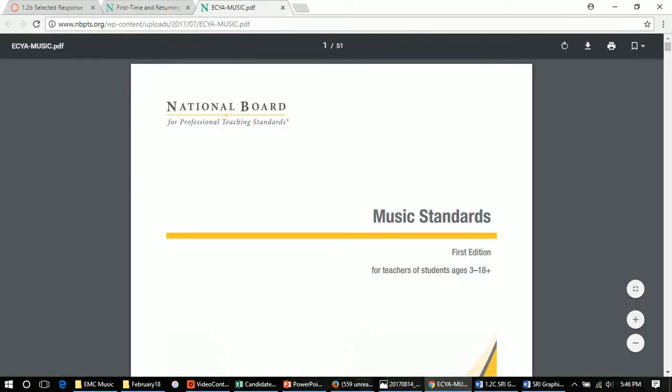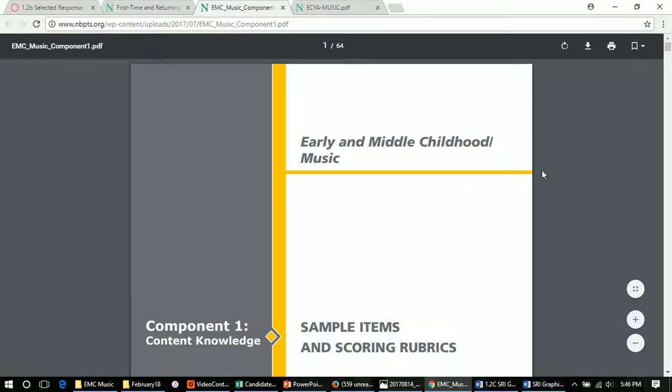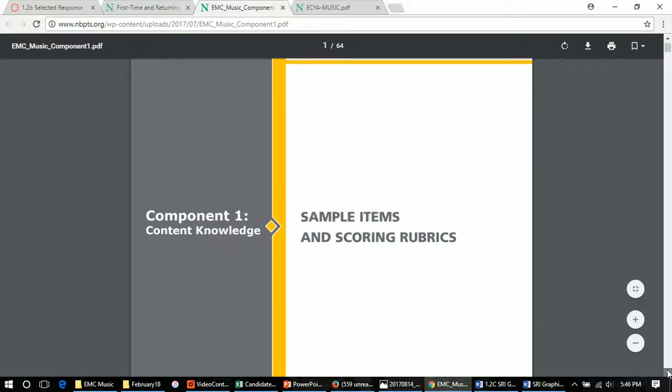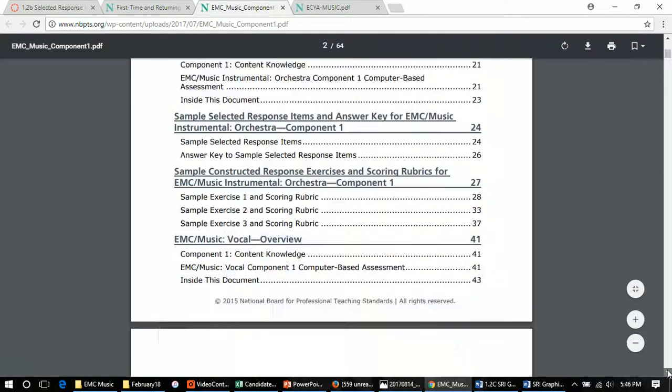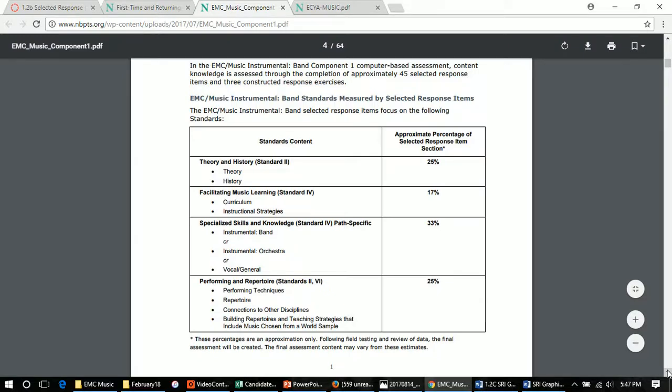I need my music standards page. And I also need my component 1 page. Now, once I've gotten to my component 1 guide, if I scroll down to about the 4th page or so, I come to a graphic organizer that shows me what I'm going to be tested on component 1 and how many questions or what percentage of questions is going to be devoted to each section.